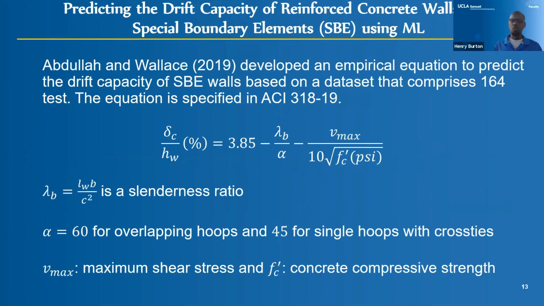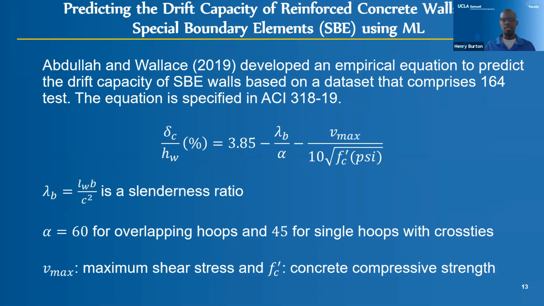So in this particular application, we're interested in predicting the drift capacity of reinforced concrete walls with special boundary elements using machine learning. And so what we did is we started with a fairly straightforward empirical equation that was developed by Abdullah and Wallace here at UCLA. As some of you may know, Professor John Wallace is one of the internationally known researchers for reinforced concrete structures, right? So he and his student developed this empirical equation.